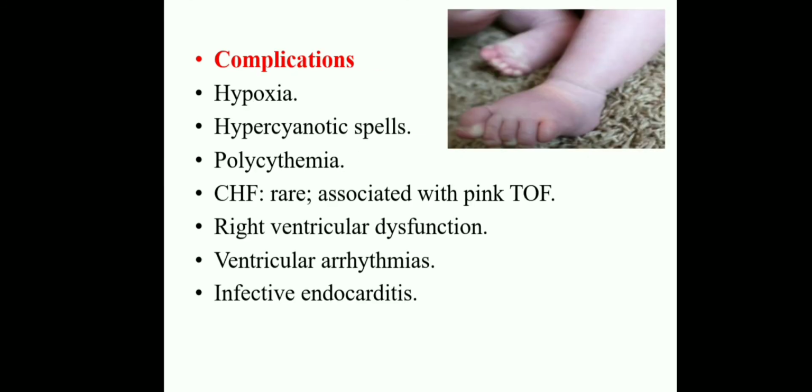Okay, coming to the complications: the child suffers with hypoxia, hypercyanotic spells, polycythemia, congestive heart failure, which is rare and associated with pink TOF, right ventricular dysfunction, ventricular arrhythmias, and infective endocarditis. These are the complications we will see in TOF babies. All of you clear? This is about the tetralogy of Fallot.